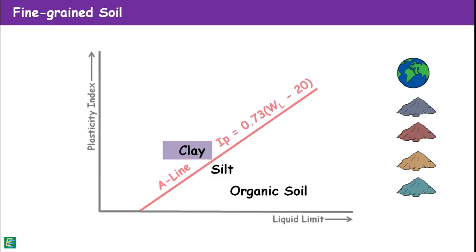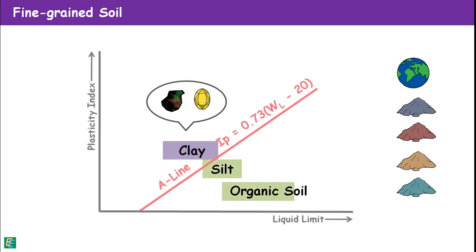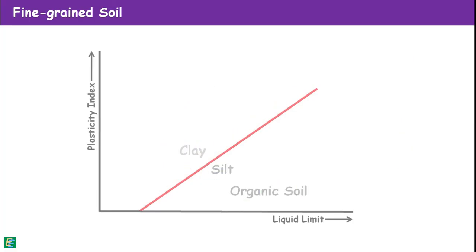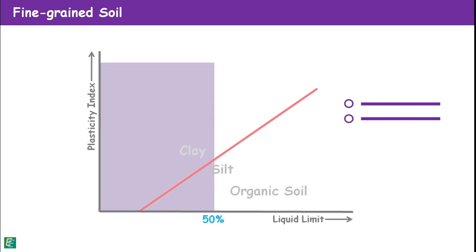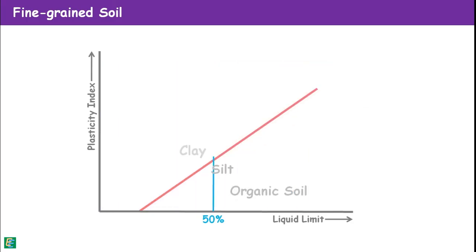Clay soils sit above A-line as they have high value of plasticity index because of the clay minerals present in them, whereas the silts and organic soils lie below this A-line. Unified system classifies fine-grained soils in two categories, as soils having liquid limit less than 50% and soils having liquid limit greater than 50%. So in the graph, we plot a vertical line at liquid limit 50%.